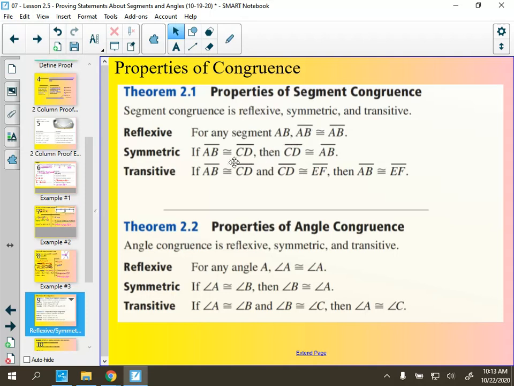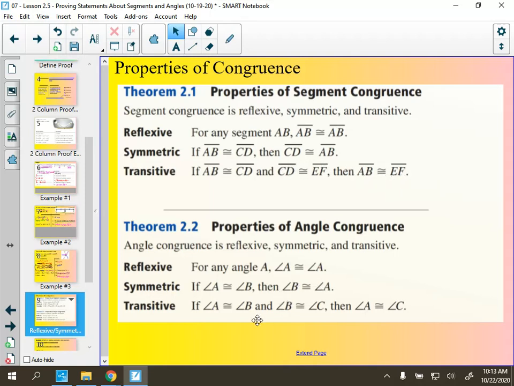AB, all with congruence. So the symmetric is still our flipper. AB is congruent to CD. Flip it over. CD is congruent to AB. Transitive, that's our connector. AB connects to CD, CD connects to EF. Therefore, we can cut out that middle and just say AB is congruent to EF.